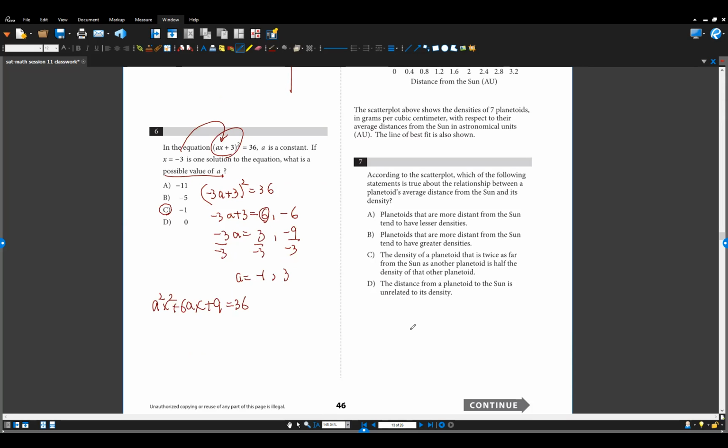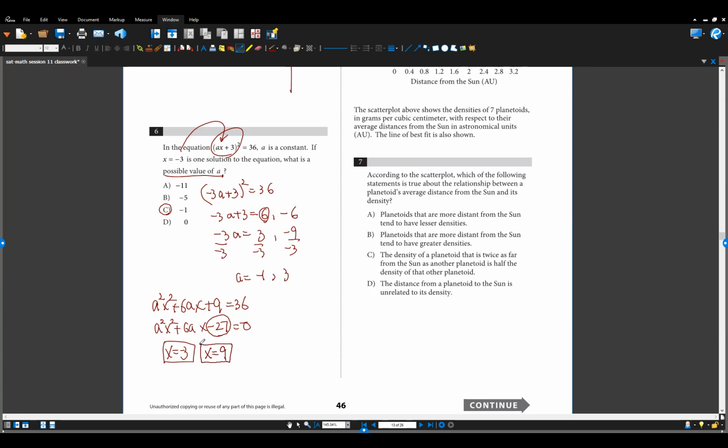Okay, so a squared x squared plus 6ax minus 27 equals 0. x is one solution, -3. The other solution is how much? That is the product of the roots. Okay, -3 times one number is -27, so the other number will be 9.